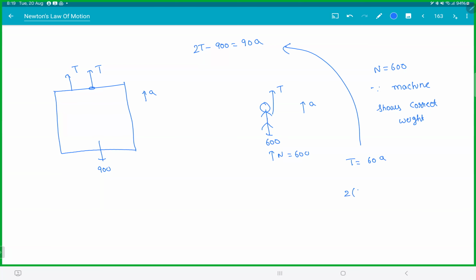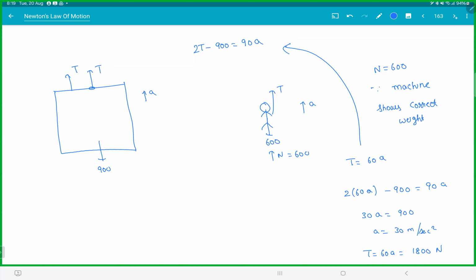You end up with 2 into 60a minus 900 is equal to 90a. This would be 120 minus 90. 30a is equal to 900. a is equal to 30 meters per second square. With that acceleration, substitute there in T is equal to 60a. That would be 1800 newtons.